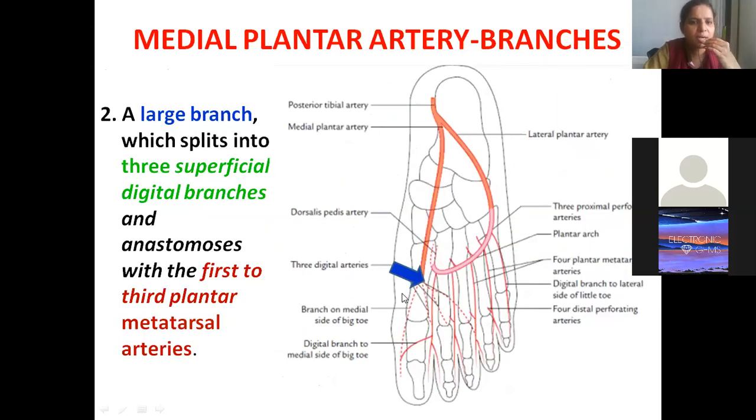So the medial plantar artery is the large branch which splits into three superficial digital branches, shown as dotted lines. These anastomose with the first, second and third plantar metatarsal arteries. I have already named them the first, second and third plantar metatarsal arteries. These three superficial digital branches from the medial plantar artery go and anastomose with the first three plantar metatarsal arteries, which have come from the plantar arch.